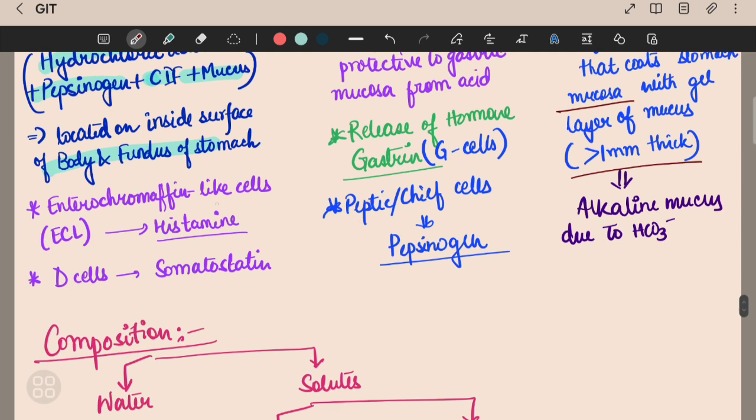Among these oxyntic cells, there are also enterochromaffin-like cells, ECL cells, which produce a little bit of histamine, which is basically a vasodilator. Serotonin is a vasoconstrictor. Mostly, in most of the cases, that's the phenomenon. Now see, D cells are also present, which are producing somatostatin.